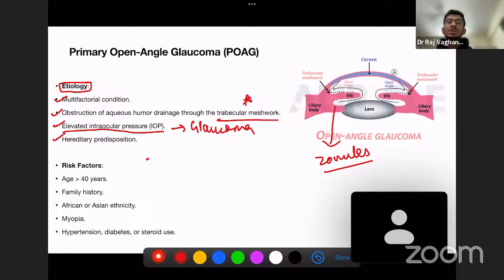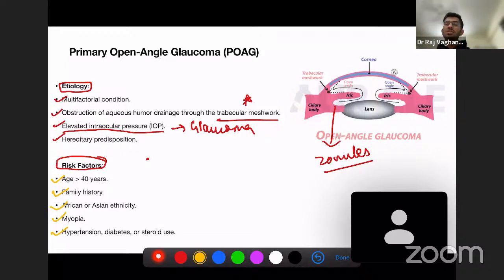Now, the risk factors. What are the risk factors? The risk factors include, first, age greater than 40 years. They can be family history, African or Asian ethnicity, myopia, and hypertension, diabetes, or steroid use. These are the comorbidities.